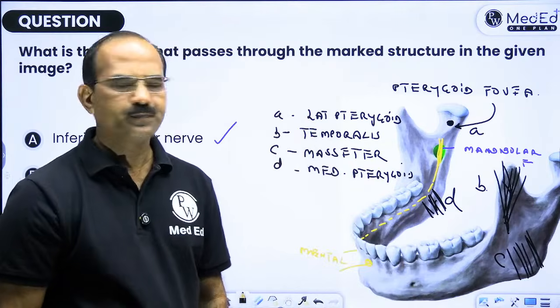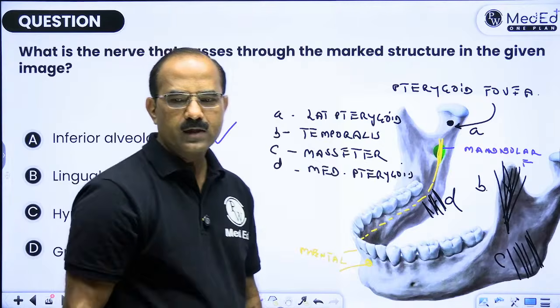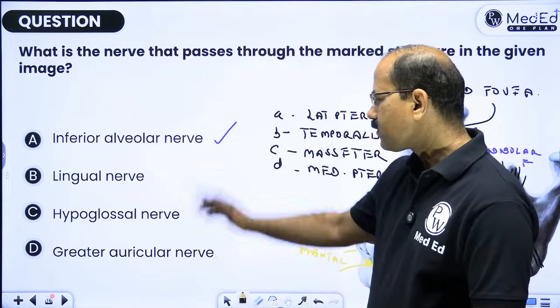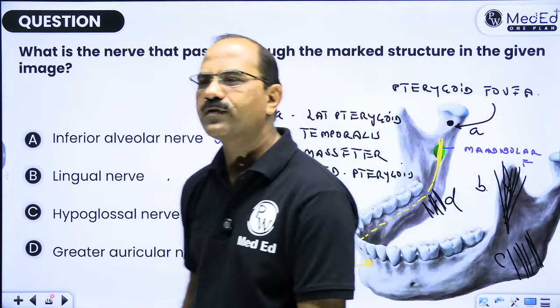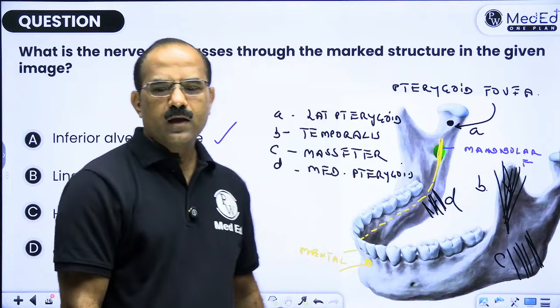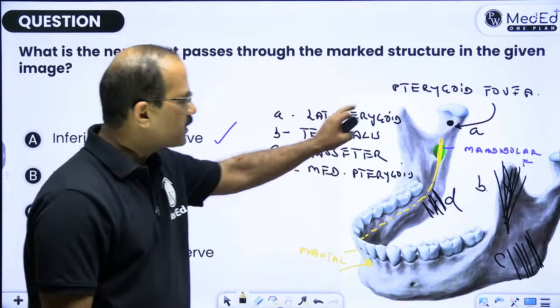Fine. Very important, ये सब बहुत important है. बाकी lingual nerve supplies the anterior 2/3 of the tongue. Fine. Clear है? So just remember this attachment of muscles.